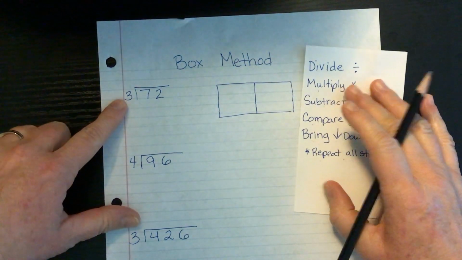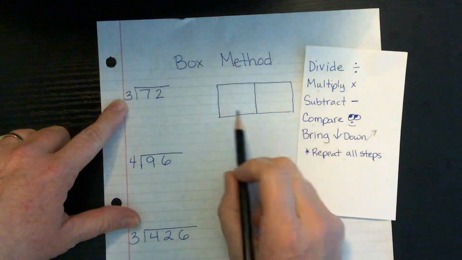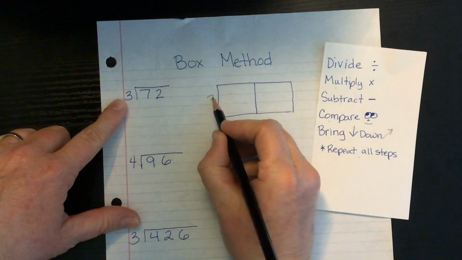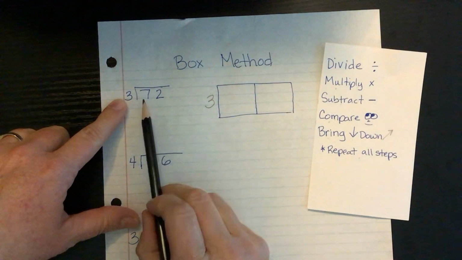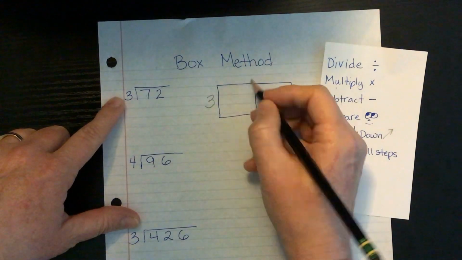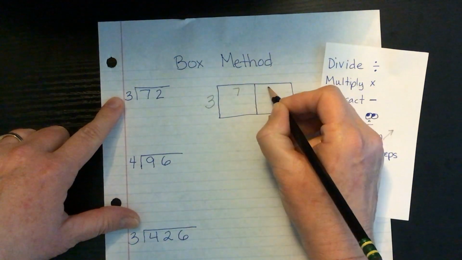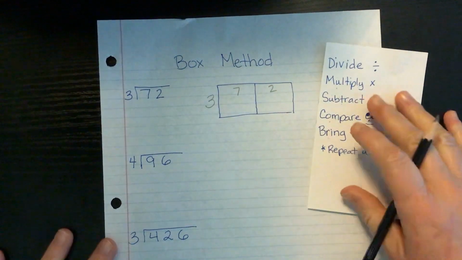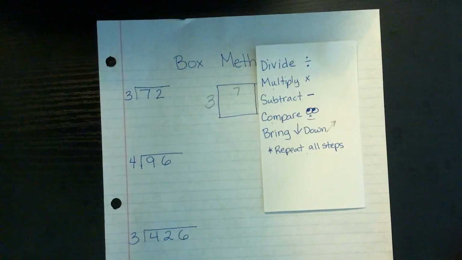So first thing I do is I take my problem and I'm going to put it into boxes. I know I'm dividing by 3 no matter what in this problem, and that I have a 70 and a 2. So I have 7 tens and 2 ones. So I can think of it like that. So now I'm going to shrink it down to where it's just one box, and I'm going to follow my steps. 3 divided into 7.